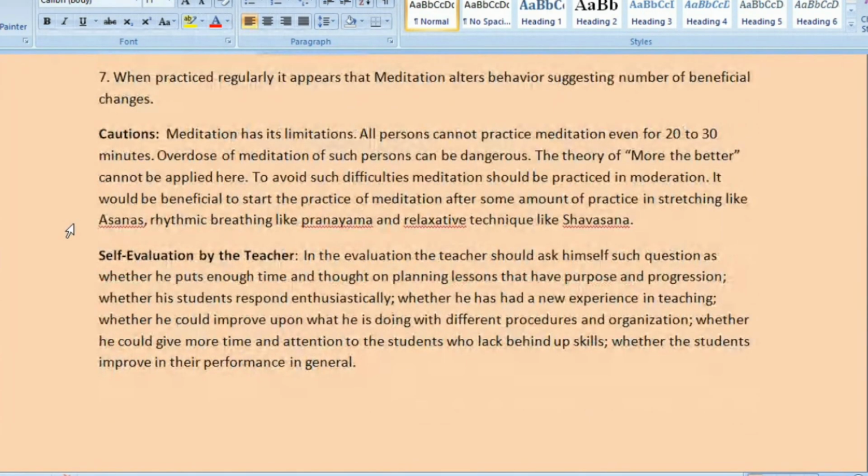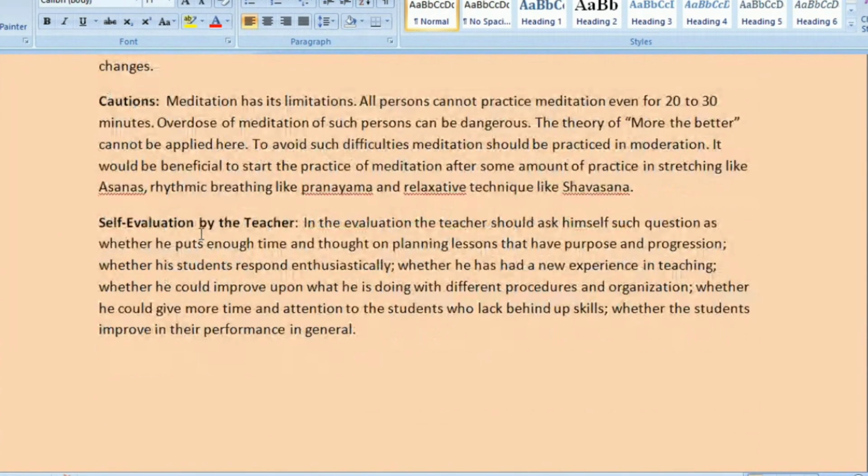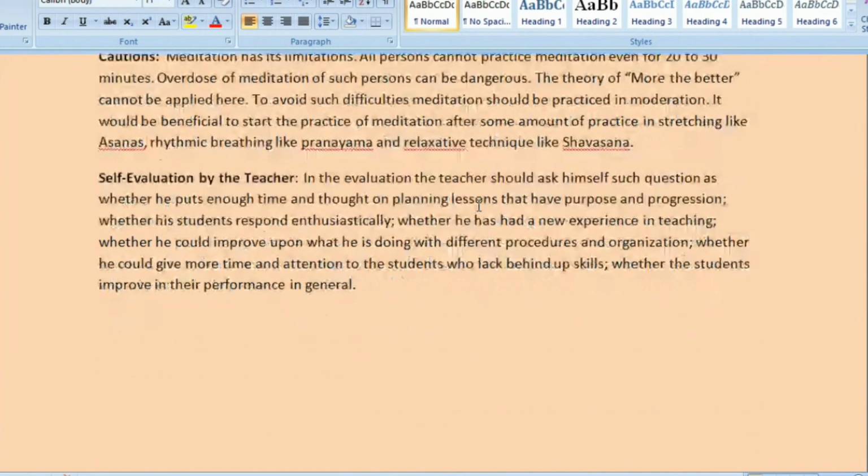There are some cautions or precautions. Meditation has its limitations. Not all persons can practice meditation even for 20 to 30 minutes. An overdose of meditation can be dangerous for such persons. The theory of the more the better can't be applied here. To avoid such difficulties, meditation should be practiced in moderation. It would be beneficial to start the practice of meditation after some amount of practice in stretching like asanas, rhythmic breathing like pranayama, and relaxation techniques like shavasana.